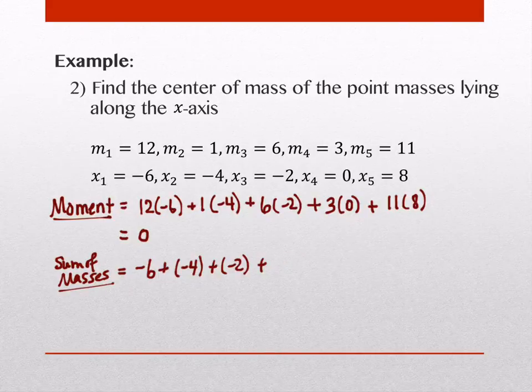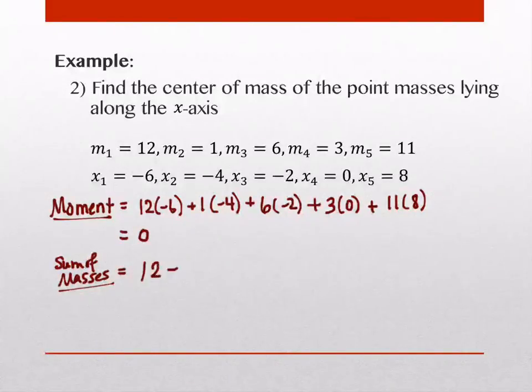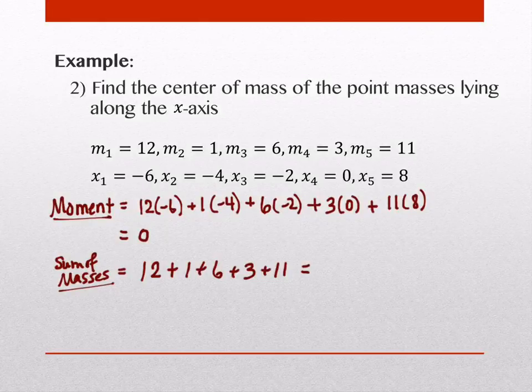Oh, thank you. I'm on the wrong line. I appreciate that. Yeah, we don't want negative masses. That would be weird. All right, 12, thank you, plus 1 plus 6 plus 3 plus 11. What's that give us? How fast can you guys count? Yeah, it's 33.